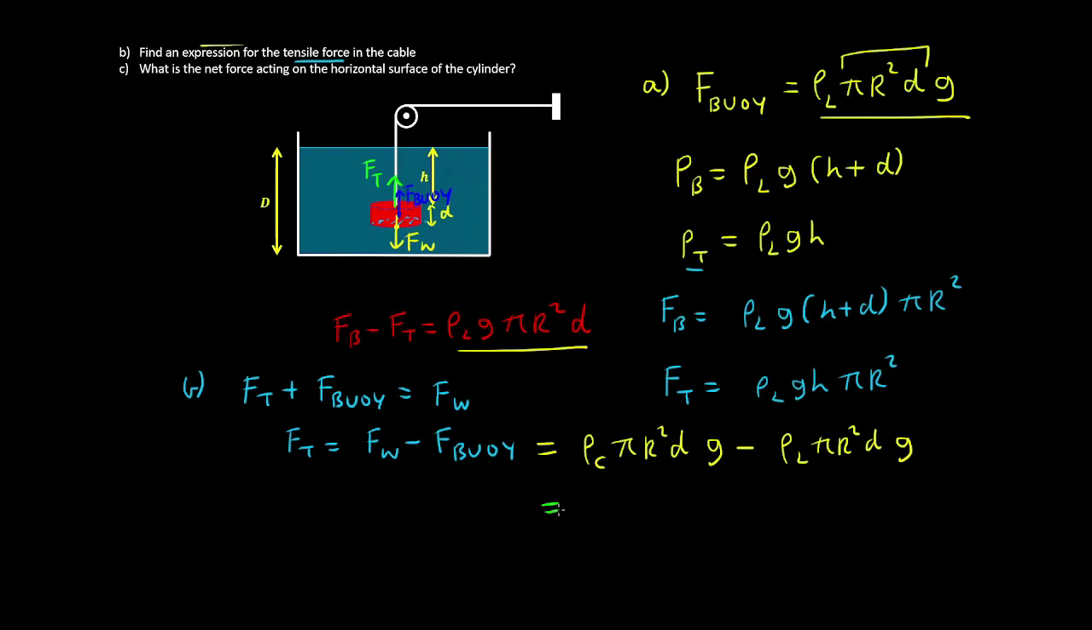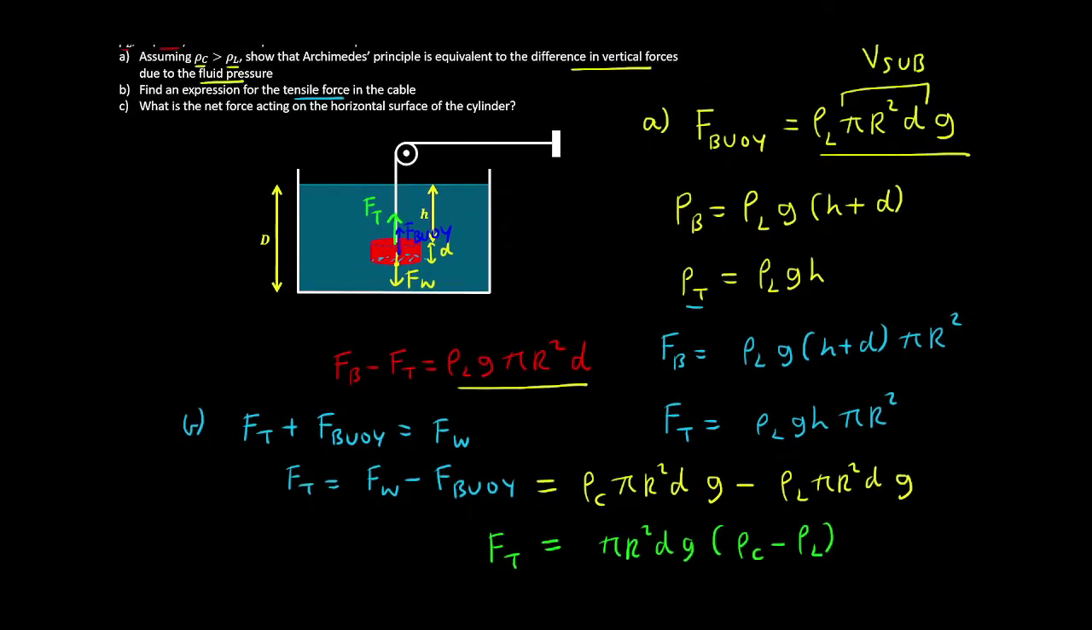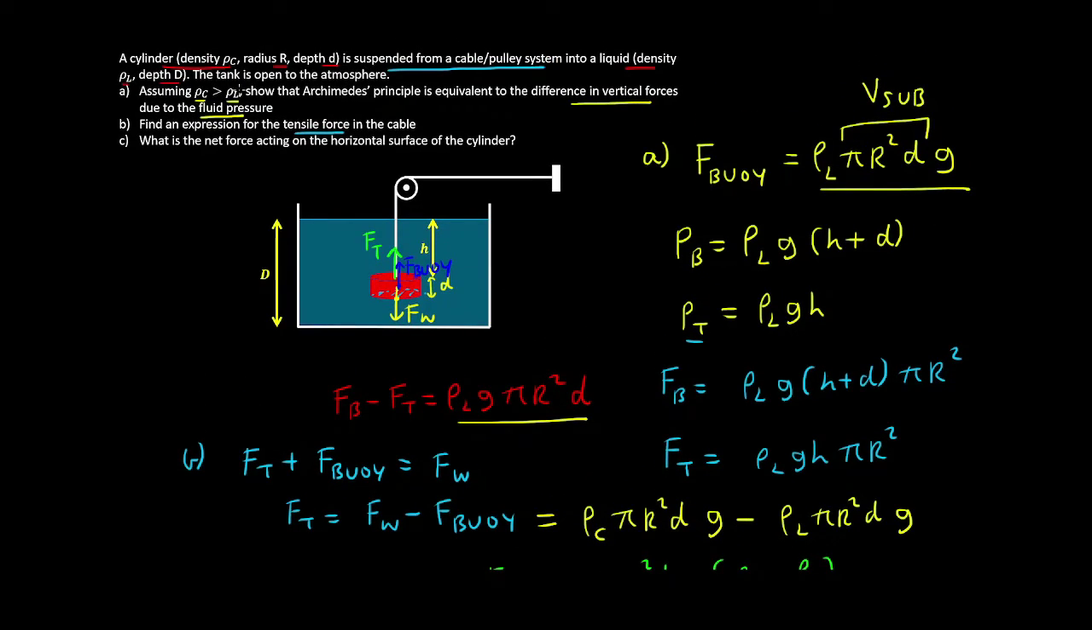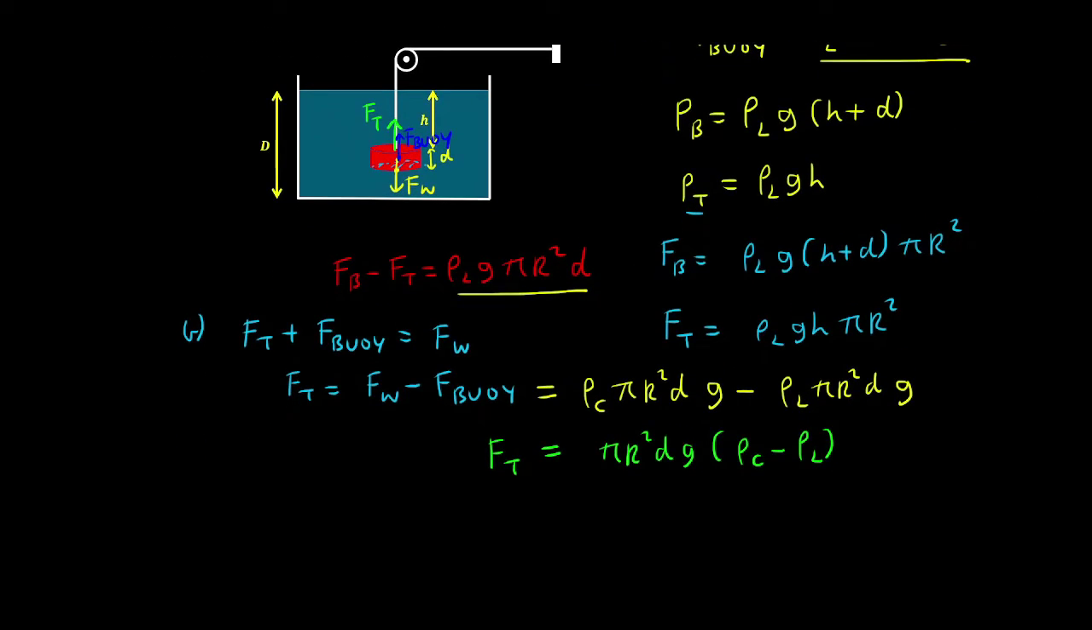So therefore the tensile force is effectively pi r squared d by g by the density of the cylinder minus the density of the liquid. And as we know, according to the problem, the density of the cylinder is greater than the density of the liquid. So therefore the tensile force is positive and it's pointing upwards.